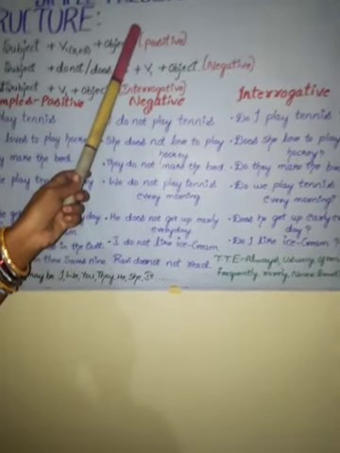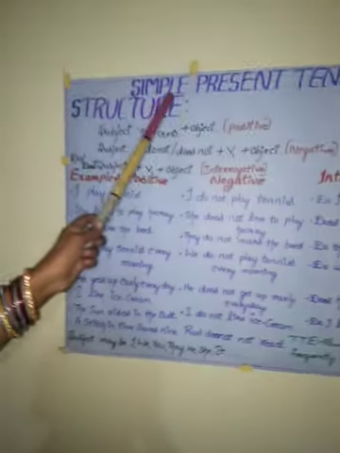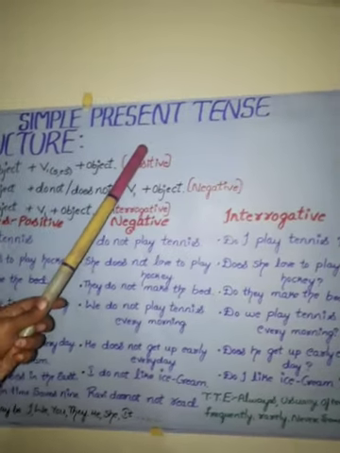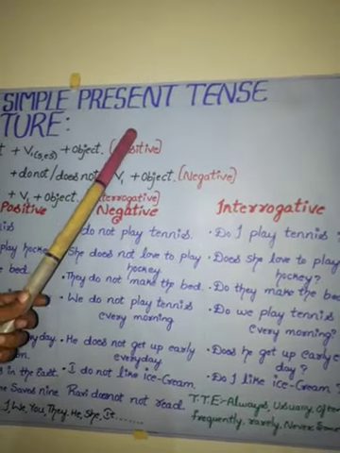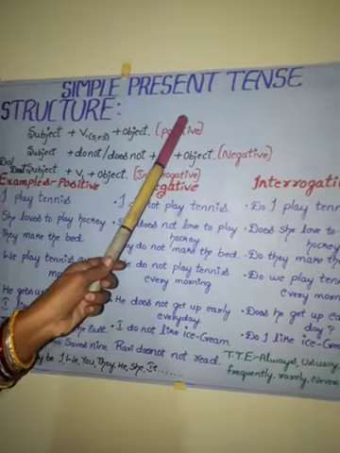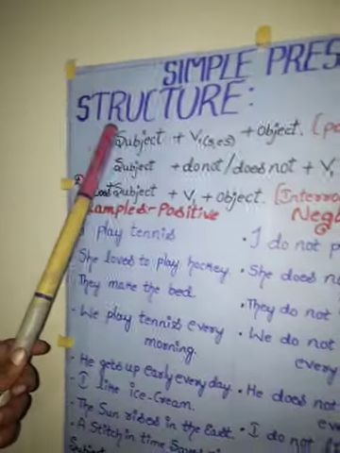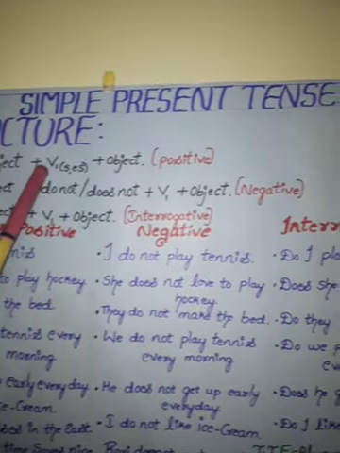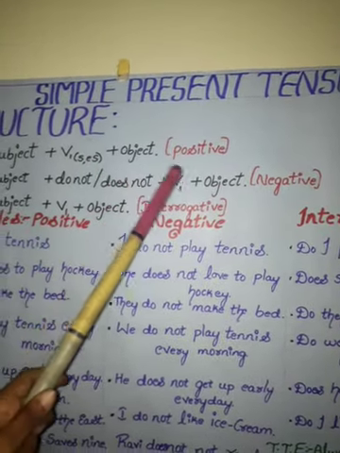So first we are going to learn about the simple present tense. Simple present tense is a form of the verb which shows that the action takes place at present. The structure of a simple present tense is subject plus V1 with s or es, plus object.